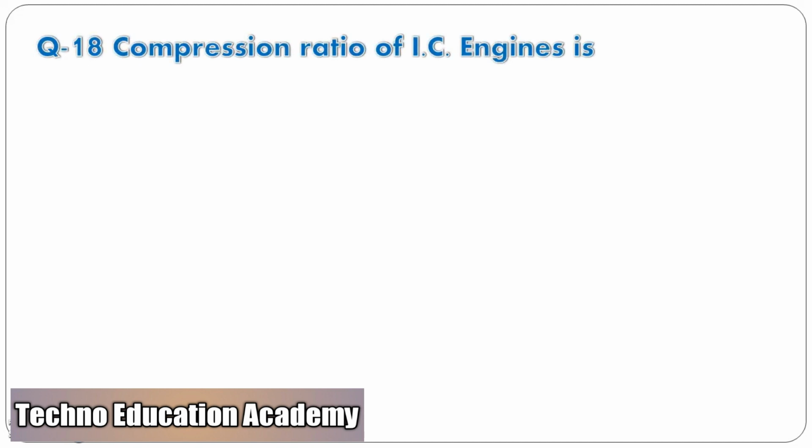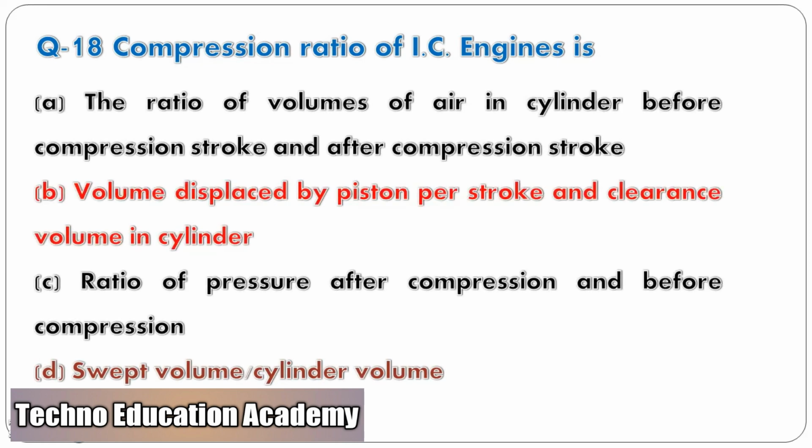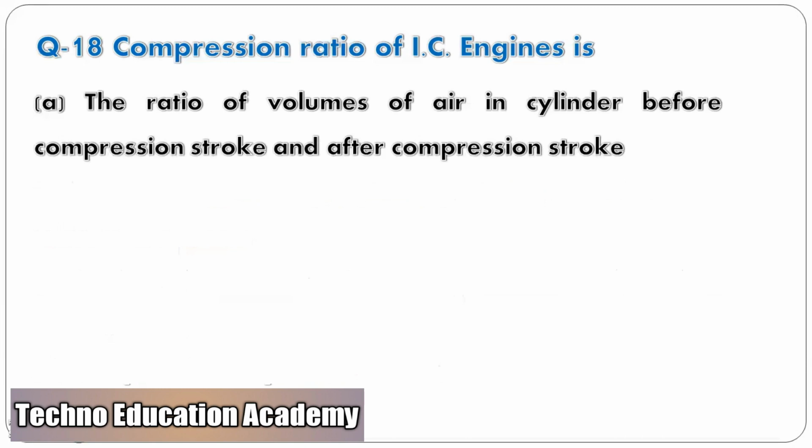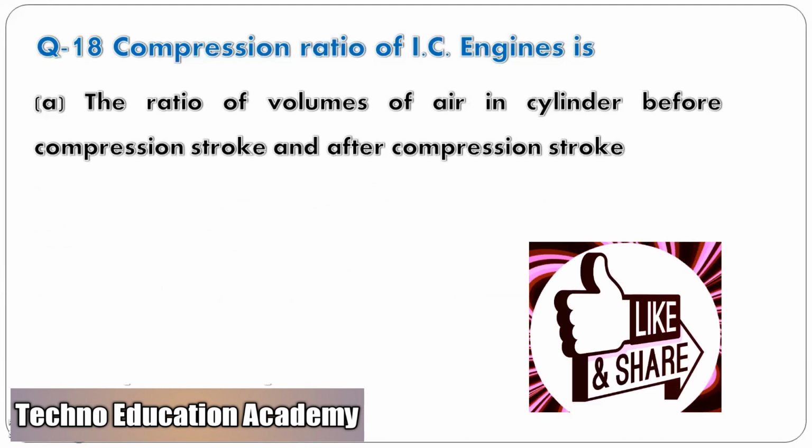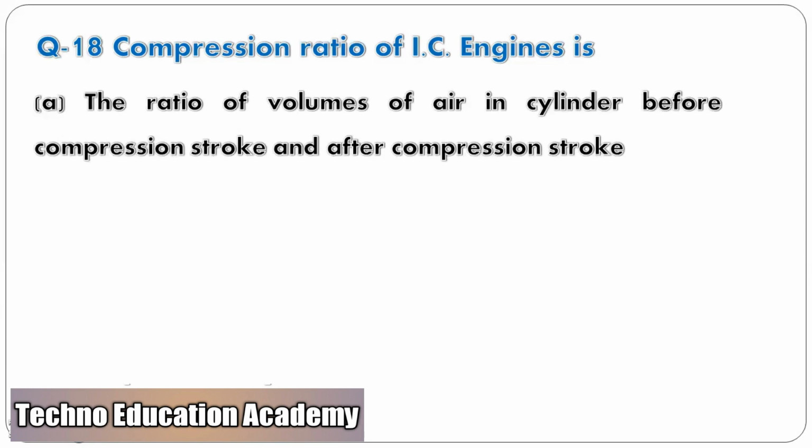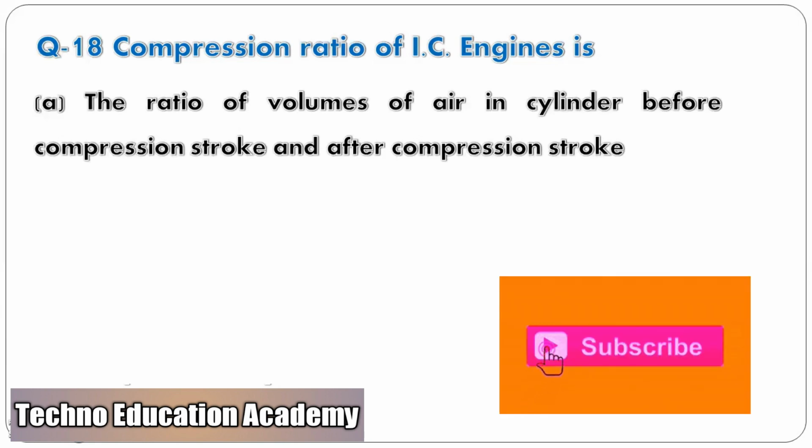Question number 18. Compression ratio of IC engine is: option A, the ratio of volumes of air in cylinder before compression stroke and after compression stroke. Option B, volume displaced by piston per stroke and clearance volume in cylinder. Option C, ratio of pressure after compression and before compression. Option D, swept volume divided by cylinder volume. So the right answer is option A, the ratio of volumes of air in cylinder before compression stroke and after compression stroke. It is called compression ratio.